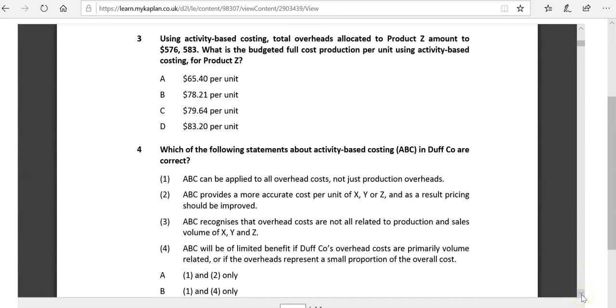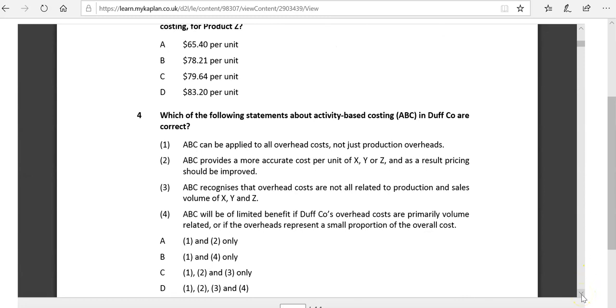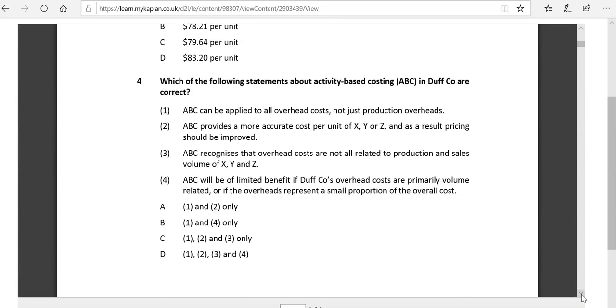Then the next two questions are sort of written questions, but I think they're pretty good questions, really just trying to push your understanding of what's going on here. So what is it telling us? ABC can be applied to all overhead costs, not just production overheads. This is true. The whole idea is that we can somehow find a driver, and we can do that even for service costs. ABC produces a more accurate picture.